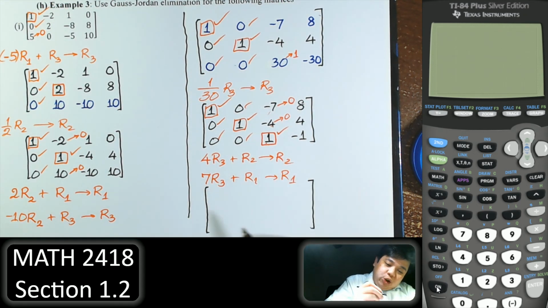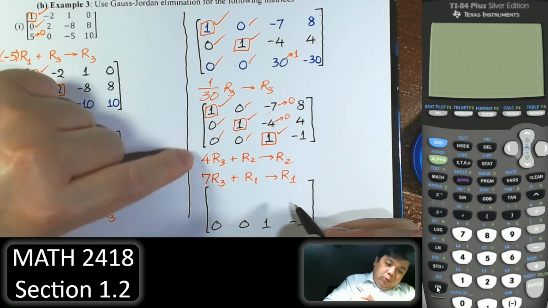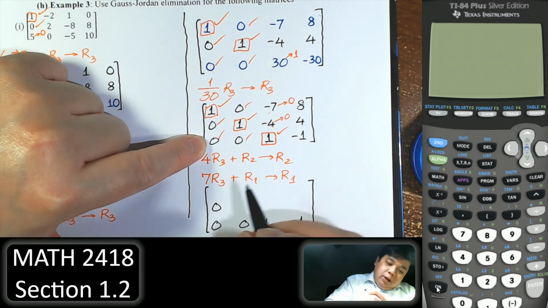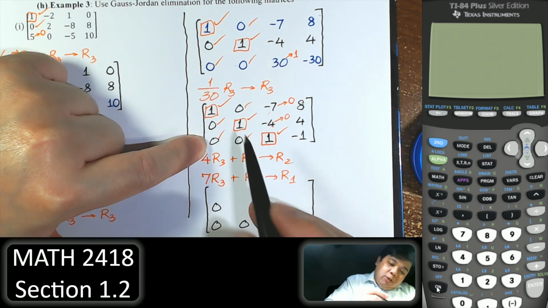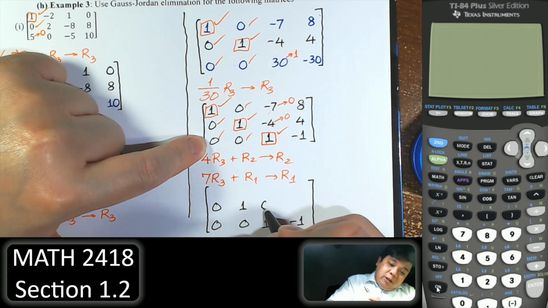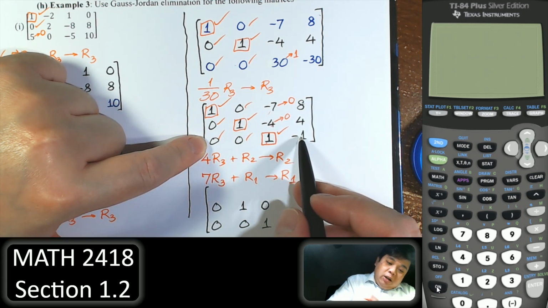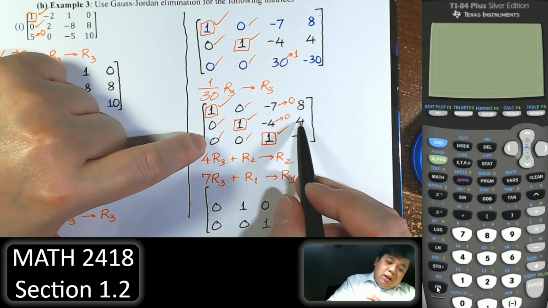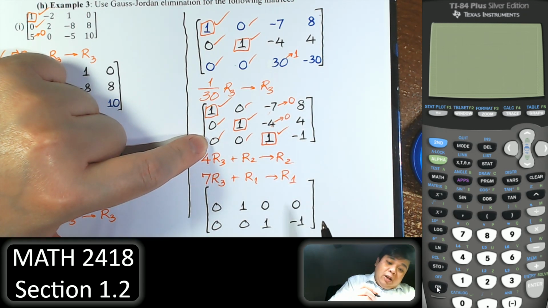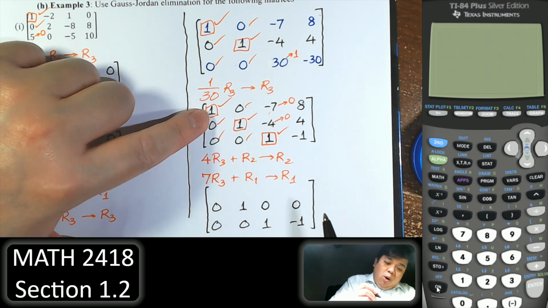Rows 1 and 2 will change, row 3 will stay the same. Right, row 2. 4 times row 3. 4 times 0 plus 1. 4 times 1 is 4 minus 4 is 0. 4 times negative 1 is negative 4 plus 4 is 0. That's row 2.